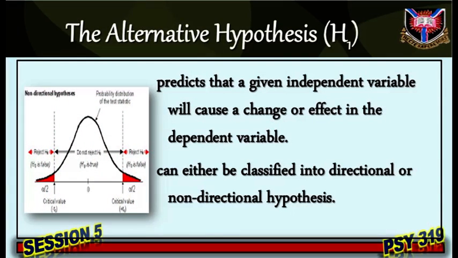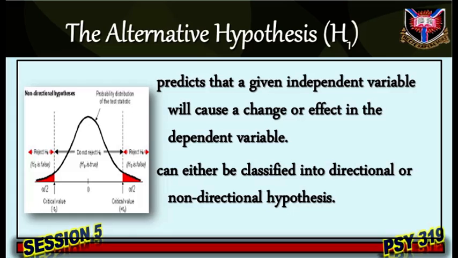The alternative hypothesis, H1. The alternative hypothesis specifies that a difference exists between the population parameters identified by the null hypothesis. In other words, the alternative hypothesis predicts that a given independent variable will cause a change or effect in the dependent variable. In an alternative hypothesis, there are conviction, degree, and direction of the relationship between or among two or more variables as predicted by the researcher.